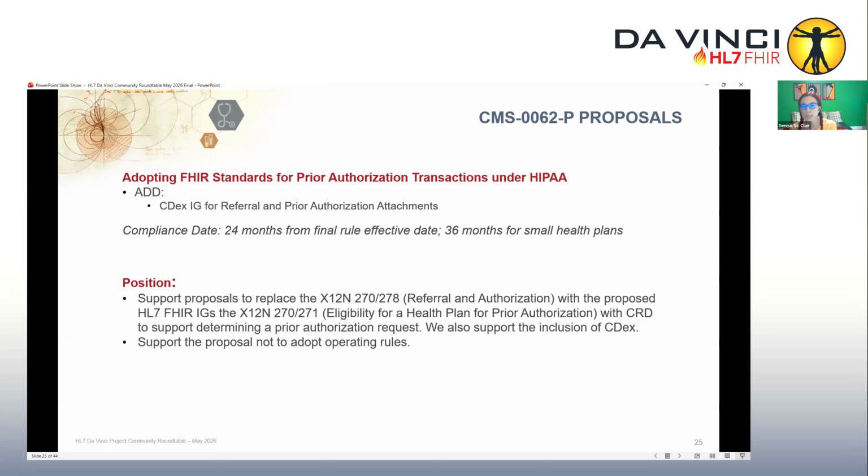So generally speaking, the Da Vinci community supports the proposal to replace the 270-278 with the proposed FHIR IGs and the 270-271 eligibility for health plan for prior authorization with CRD to support determining a prior authorization request is needed, and also supporting the inclusion of CDex. We do also support not adopting operating rules for these new FHIR-based transactions, as FHIR already has everything within the IGs, and there's no need to duplicate the operating rules concept with FHIR, as that's already taken into consideration.